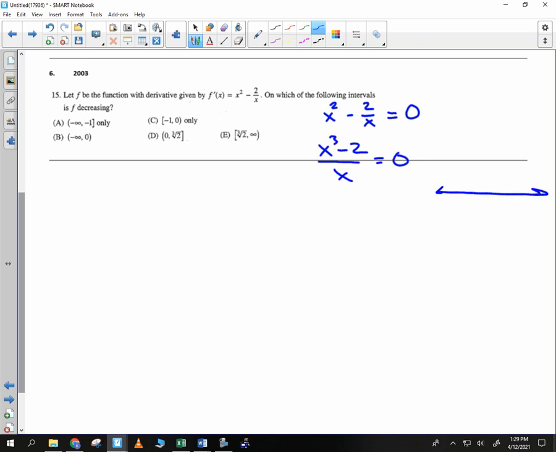If you were to look at this, you know that the critical points are where the derivative does not exist, which is at 0, and then the cube root of 2. That looks like the cube root of 2.